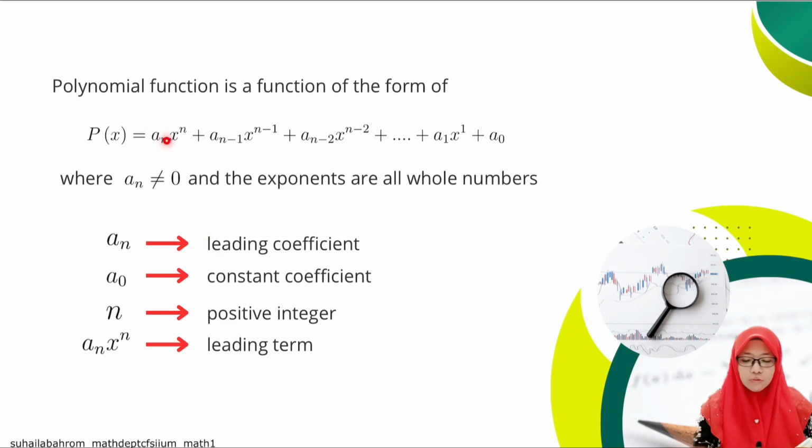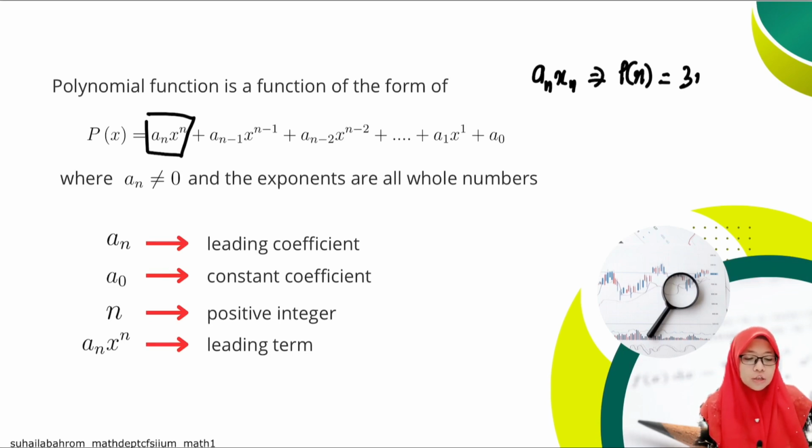Where a_n, we call it the leading coefficient, and the term in front here, we call it the leading term. So when we have a_n x^n, for example, P(x) = 3x^3 + 2, the term in front here, we call the leading term, but the value of 3, we call the leading coefficient. And then a_0, for this case, our a_0 is 2. So we call that the constant coefficient or constant term.